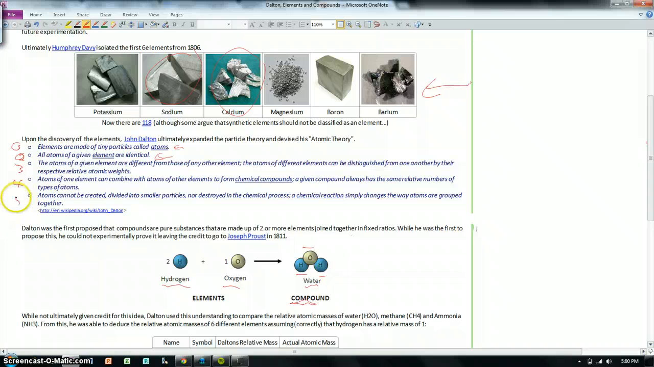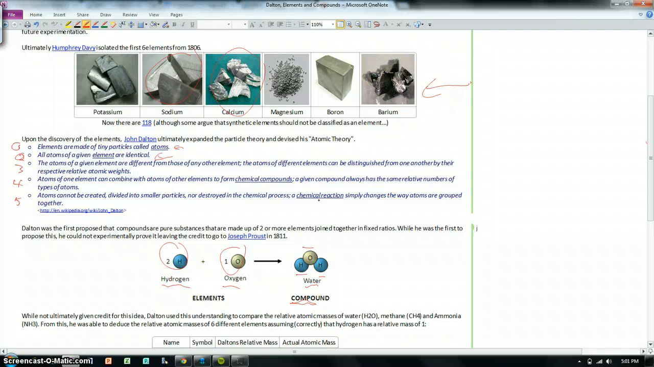And last but not least, we have number 5, and this is the rule that atoms cannot be created, divided into smaller particles, or destroyed in the chemical process. So there's no new atoms being presented. Okay? A chemical reaction is just a rearrangement of these atoms. So hydrogen and oxygen go from being alone, or bonded in a different way, combining to create H2O. Okay, so that's his atomic theory of matter.